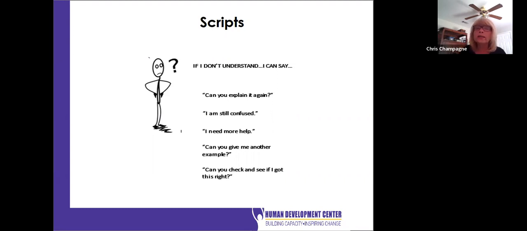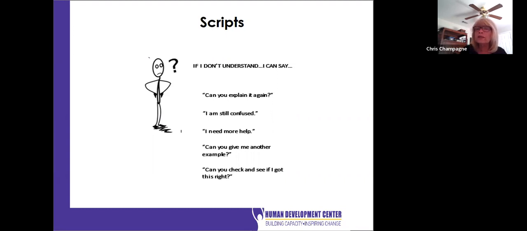This one is like for students that don't understand. A lot of times when they don't, they just kind of withdraw from the lesson. So this is a way to give them some things they could choose to say. Can you explain it again? I'm still confused. I need more help. Give me another example. Can you check and see if I got this right?